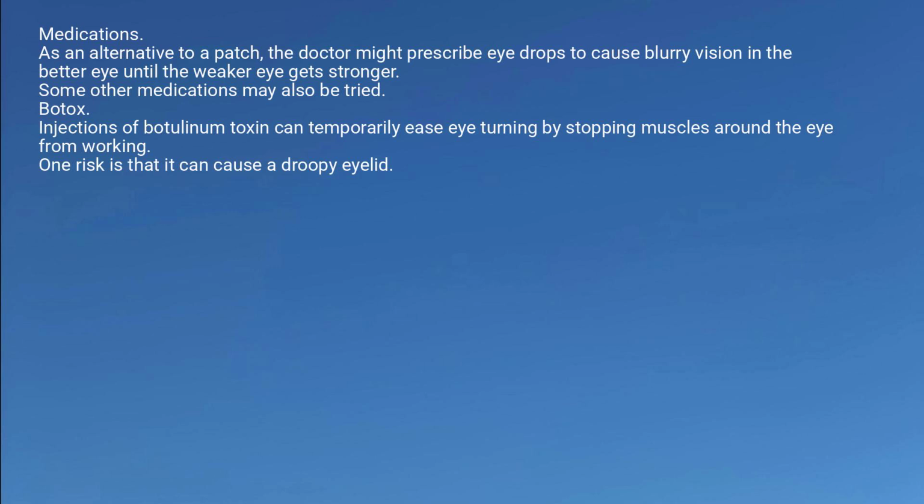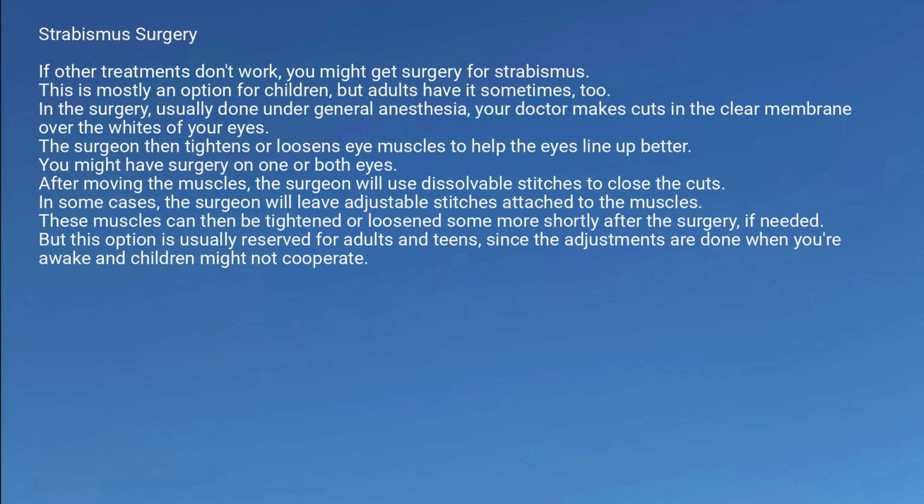Botox. Injections of botulinum toxin can temporarily ease eye turning by stopping muscles around the eye from working. One risk is that it can cause a droopy eyelid. Strabismus surgery. If other treatments don't work, you might get surgery for strabismus. This is mostly an option for children, but adults have it sometimes, too.